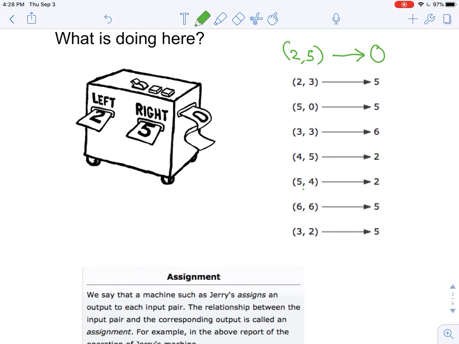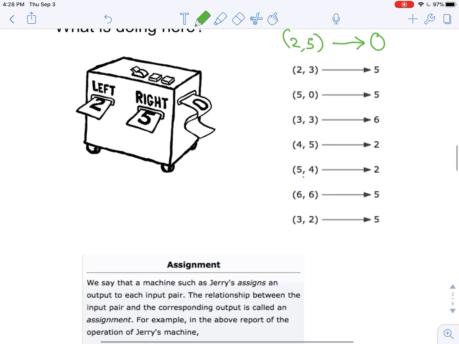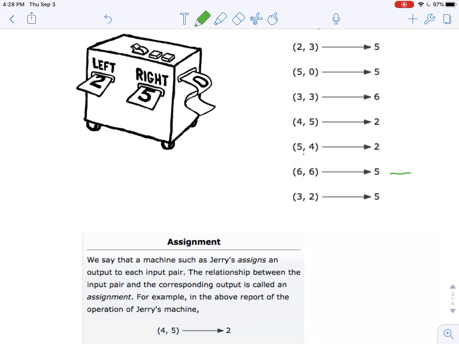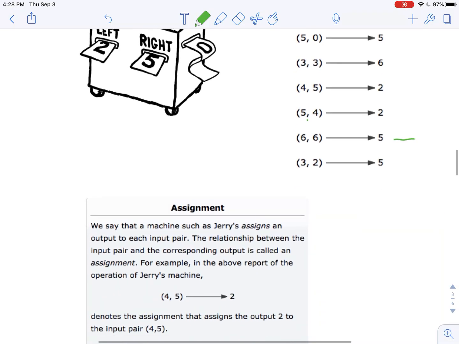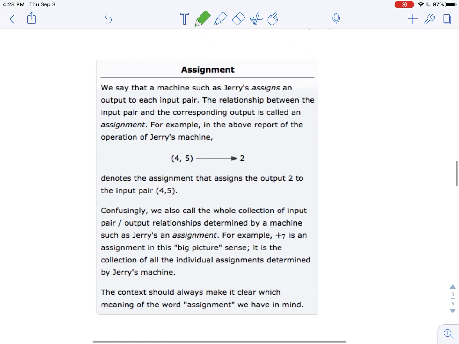Well, it looks like it's adding, sort of. And then 4 and 5 kicks out a 2. 5 and 4 also kicks out a 2. 6 and 6 spits out a 5. And 3 and 2 spits out a 5.